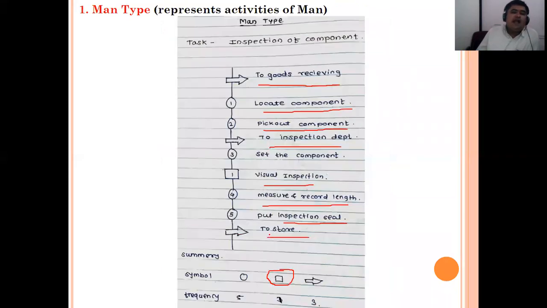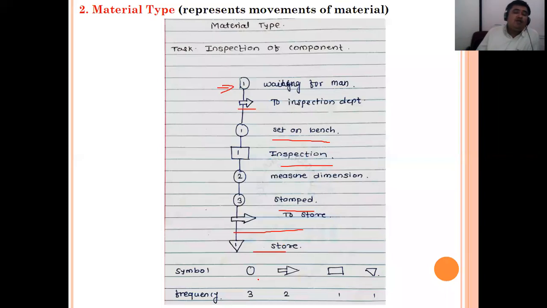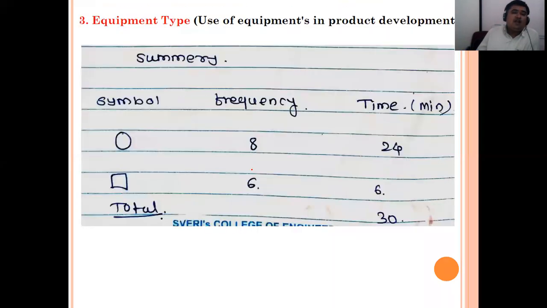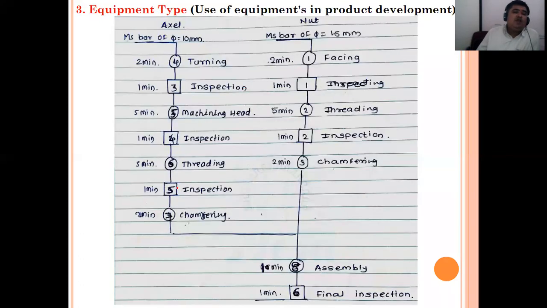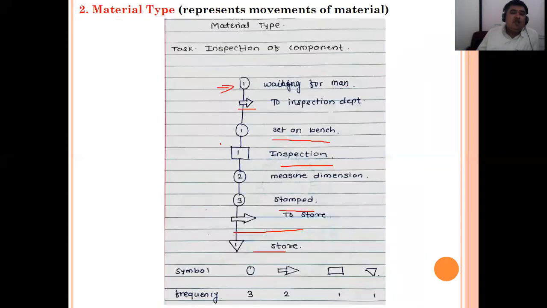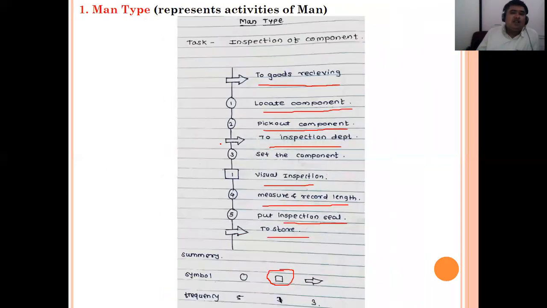If you look at this particular man type, 3 symbols are used: operation, inspection, and travel. For material, 4 symbols are used: operation, travel, inspection, and store. And for the equipment flow chart, only 2 symbols are used. So the equipment type flow chart is nothing but the operation type flow chart. Turning, how much time is required? Inspection, how much time is required? So the equipment type flow chart and the operation flow chart are the same. But there is a difference in the material type and man type.